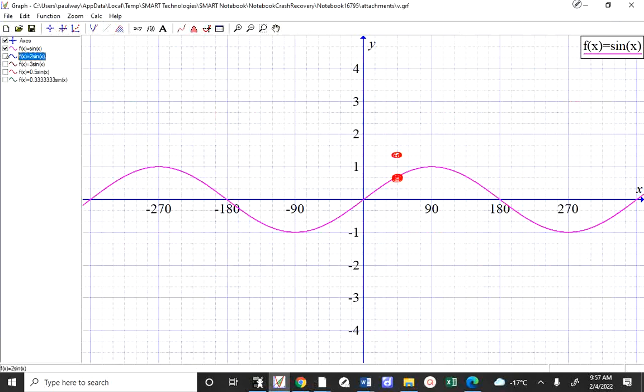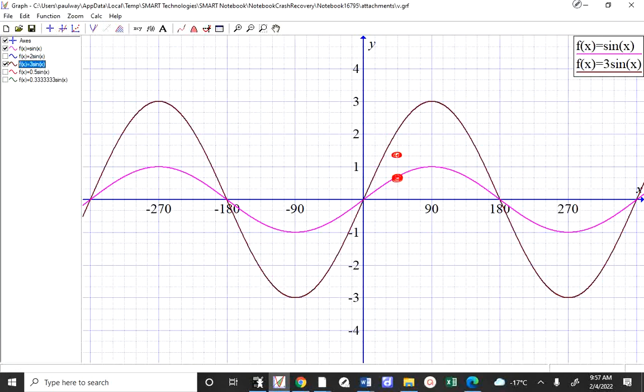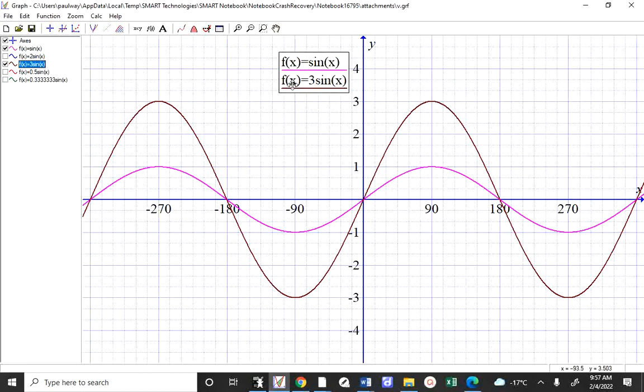So I'll turn off 2 sine x. Here's 3 sine x. I'll give you a second to mentally digest the fact that that is a vertical stretch by a factor of 3 in going from the pink graph to the new graph.